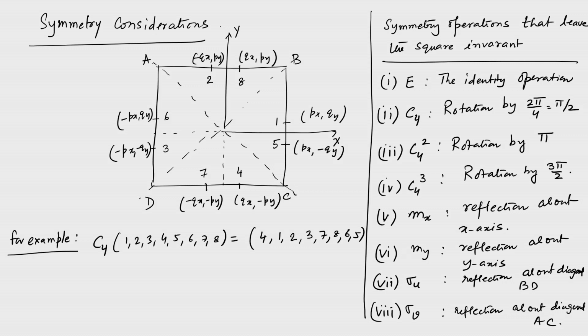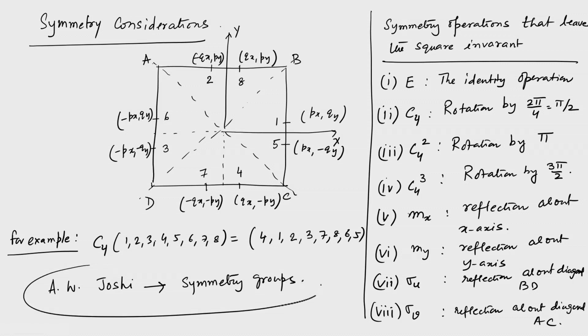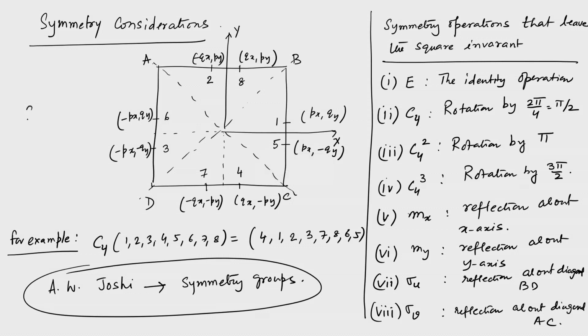Now, quite arbitrarily we are writing down the character table, and a full knowledge of group theory is required, at least a limited knowledge of discrete groups, which you can get in this book by A. W. Joshi, which talks about the symmetry groups. So, let us write down the character table of what is called the C4V symmetry group.